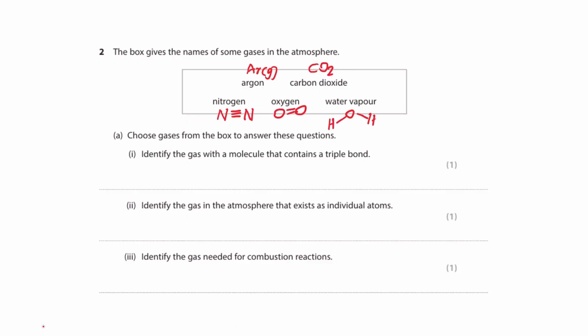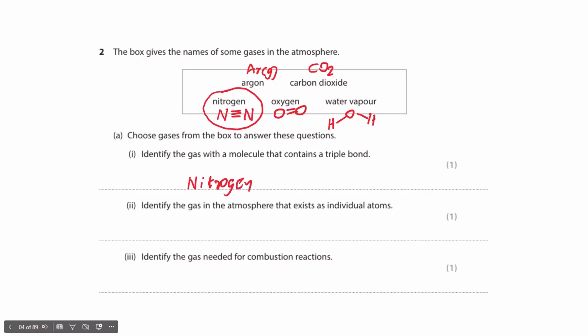First question, they're asking, identify the gas with a molecule that contains a triple bond. Yes, we know that the gas which has a molecule containing a triple bond is nitrogen. So our answer for this question is nitrogen.